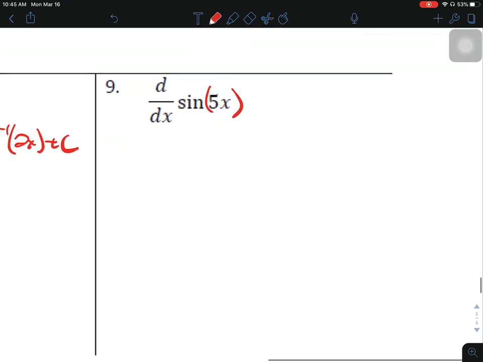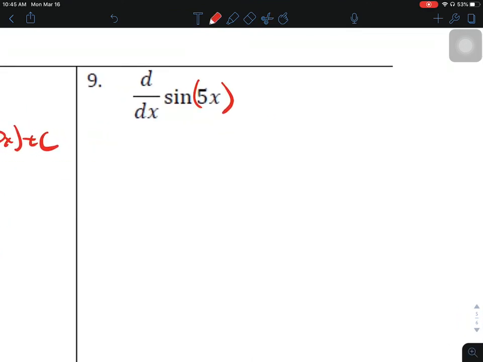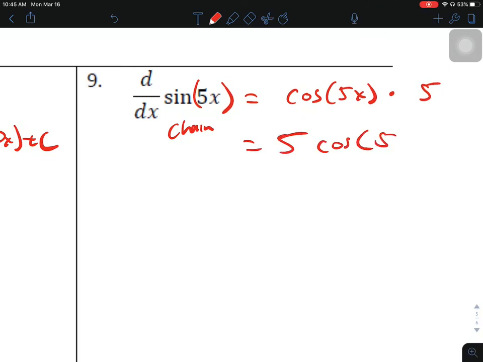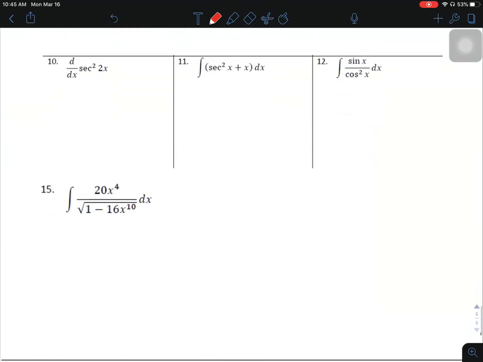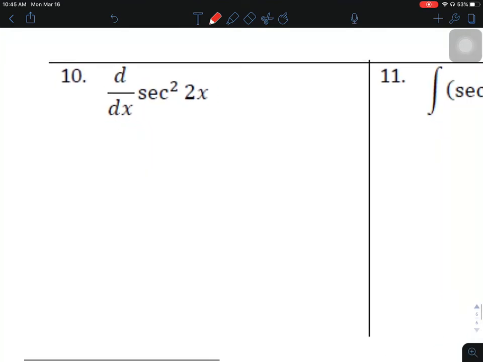Number 9 is the derivative. This is an old one. Take the derivative of the outside, which is cosine. Inside stays the same. Chain rule times the derivative of the inside. So that's going to be 5 cosine of the angle 5x. Number 10, it's a double chain.